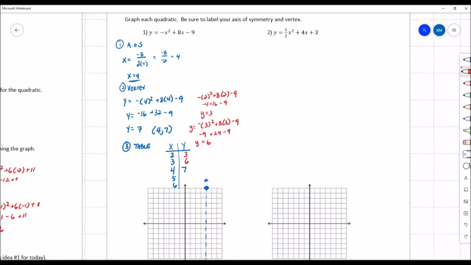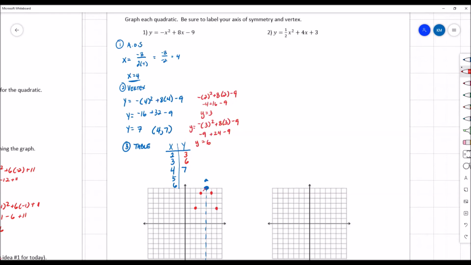So my points then: when x is 2, y is 3, and when x is 3, y is 6. Because this axis of symmetry splits my graph in half, I can just copy it over. There's a point 1 to the left of the line, so there must be a point 1 to the right. There's a point here 2 to the left, so there should be a point 2 to the right.